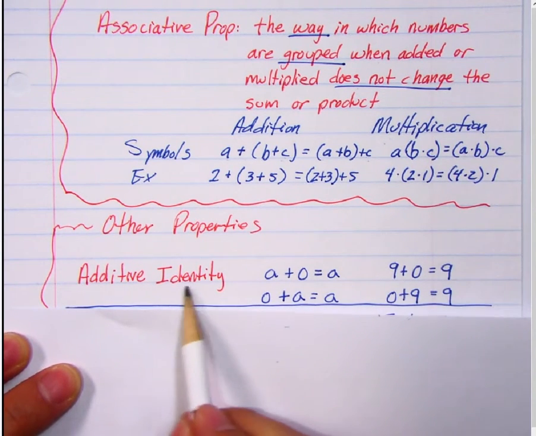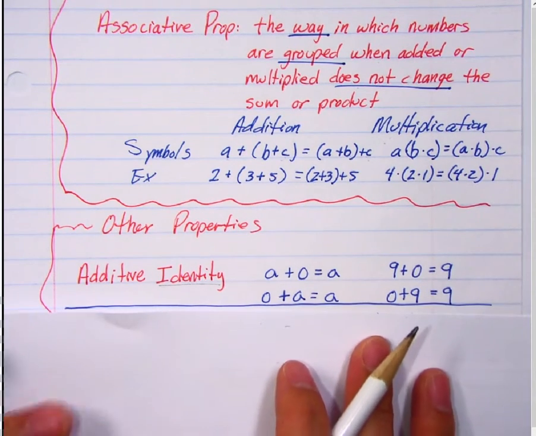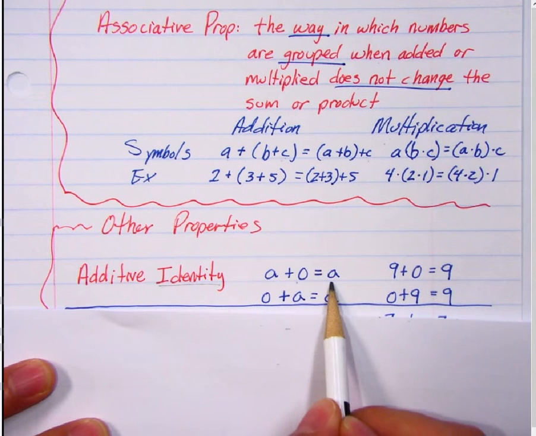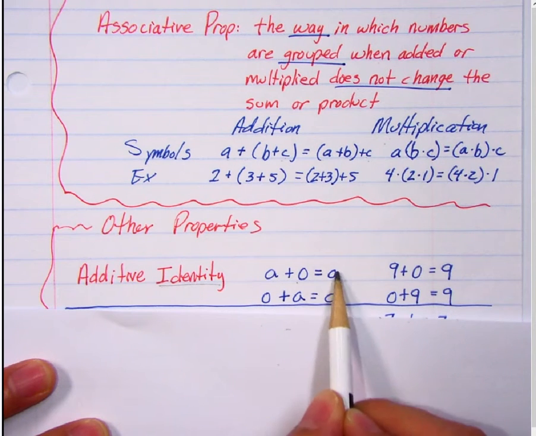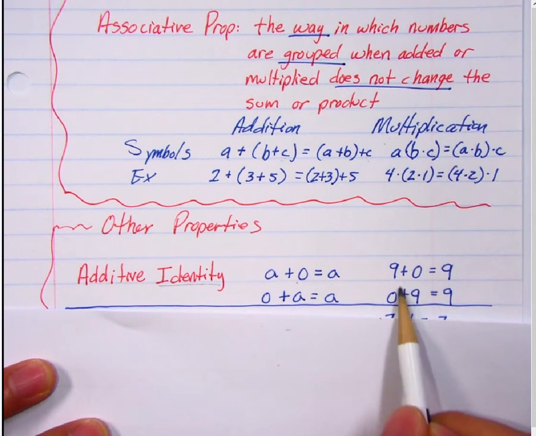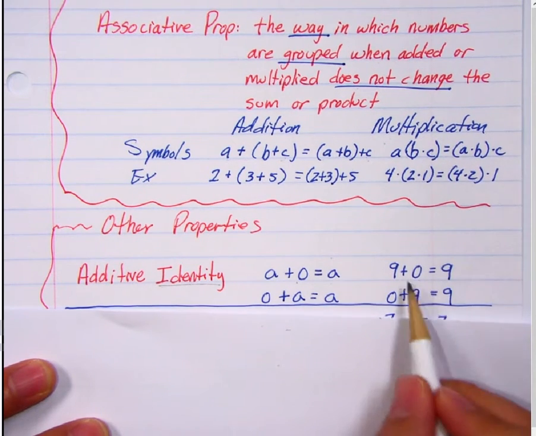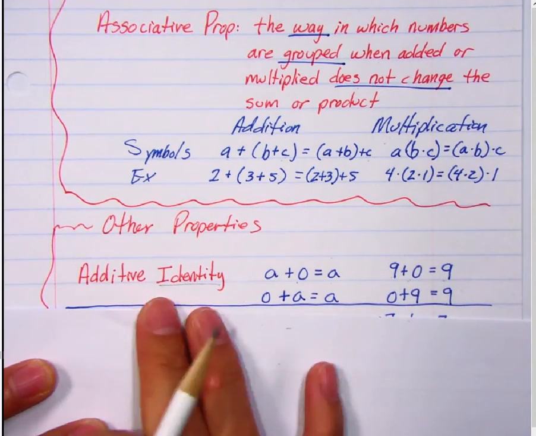Okay, identity. Identity means, hey, I want to keep it the same as where I started, keep my identity. So additive identity: when I add 0 to any number, I get my same number back. 0 plus a number or a number plus 0 gives you my number back. So here's an example. This is using the algebra and this is using numbers here. So 9 plus 0 is 9. 0 plus 9 is 9. That's called the additive identity.